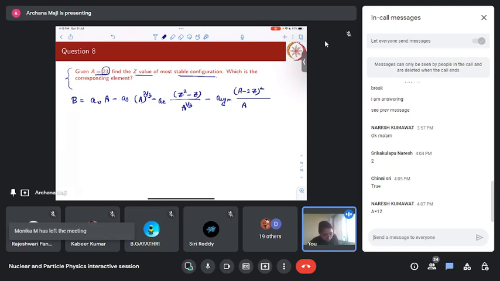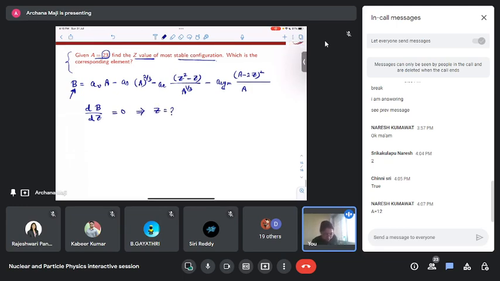Now we have to find out the Z value for the most stable configuration, and we know for the most stable configuration B should be maximum. So we have to maximize this binding energy with respect to Z. By maximize I mean the derivative of B with respect to Z we have to equate to 0, and then find out what the Z value is, and we also need to see whether the double derivative of B with respect to Z is less than 0. Then we know that the binding energy for that Z that you have obtained gives the most stable configuration.